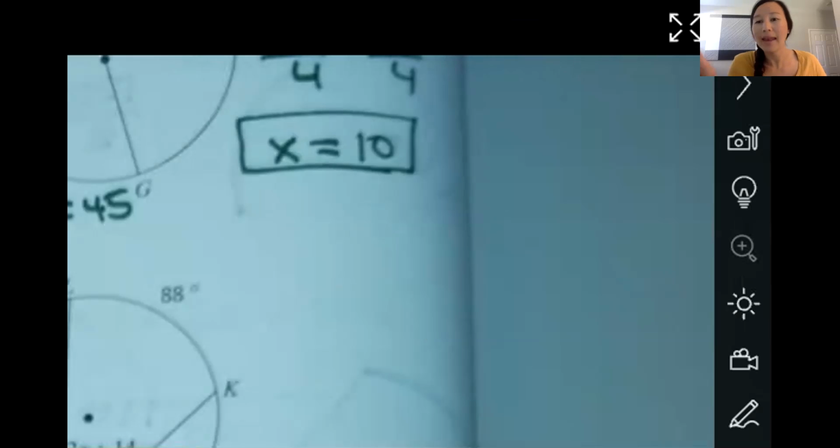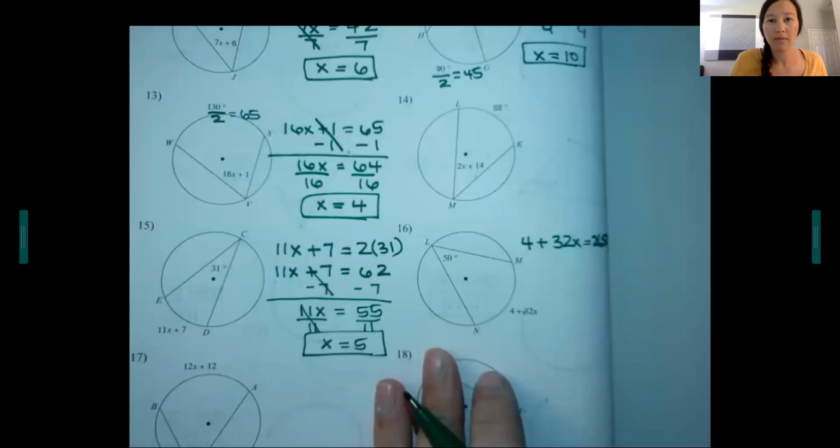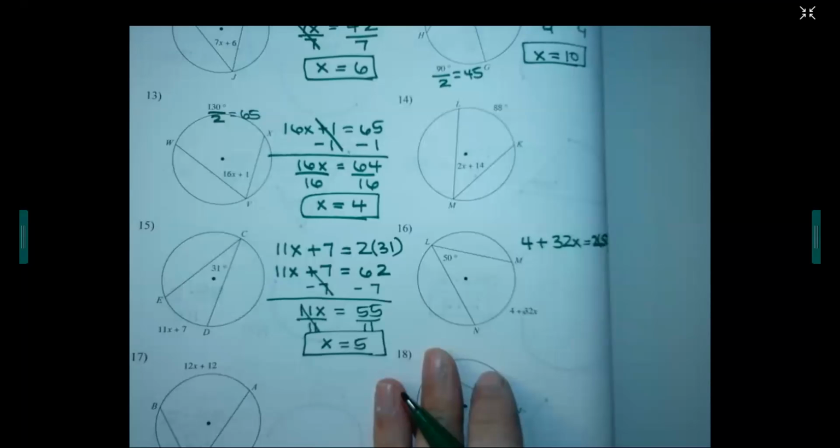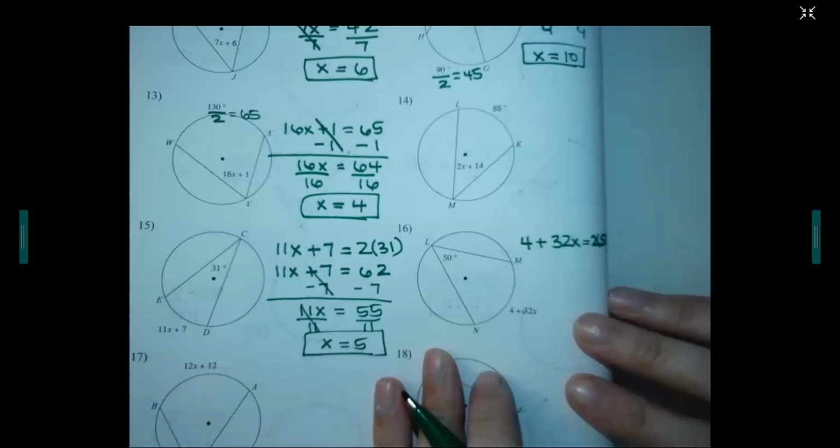Okay, and now Rick's back at the top. Okay, Rick, how did you do 14? Oh, there it is. I was about to say that I'm on the top, but it was glitched for a second. So I did 2x plus 14 equals 88.